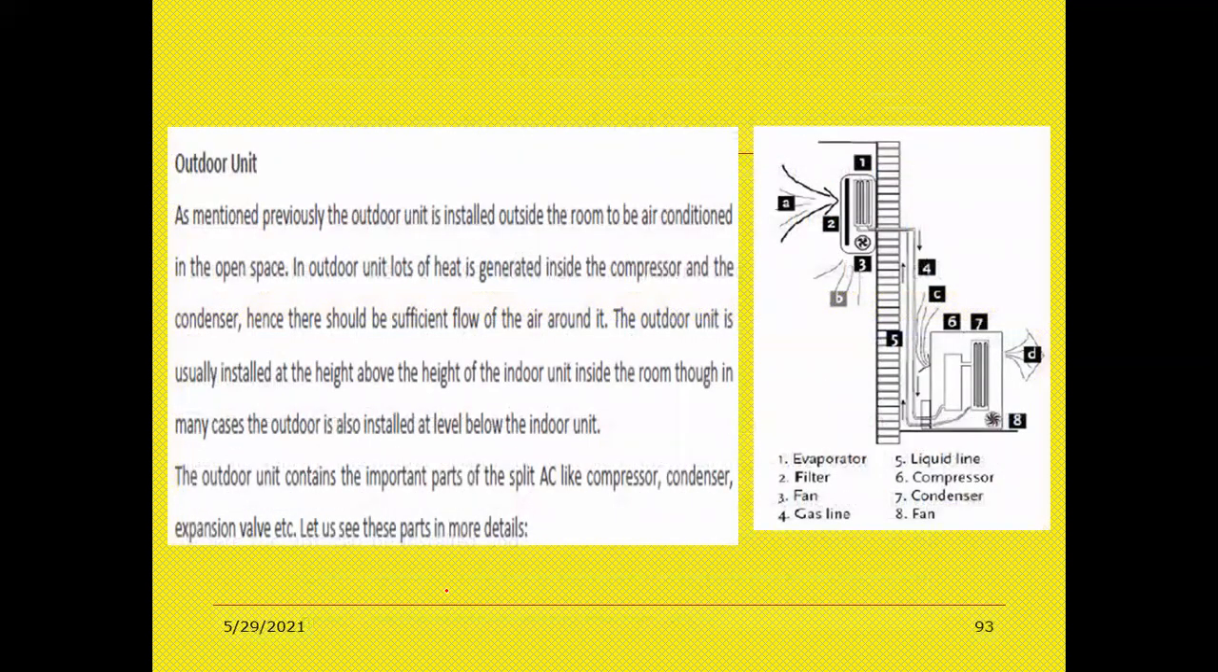Now, if you see the split AC, inside the room you are placing it at a height, and outside the room you are placing it at a height. So these are the positions of the outdoor unit.